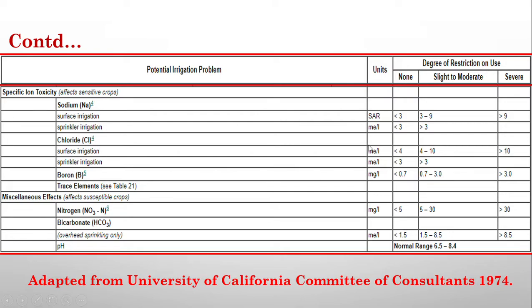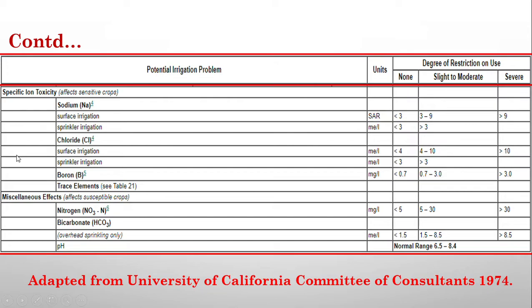Chloride content is again expressed in milliequivalents per liter. When it is less than 4, we can use that water for surface irrigation. When it is less than 3 milliequivalents per liter, we can use that water for sprinkler irrigation. When it is greater than 10, we cannot use that water for any kind of irrigation. Regarding boron, it is expressed in milligram per liter. When it is less than 0.7, we can use that water directly for irrigation. When it is greater than 3, we cannot use such water for irrigation.